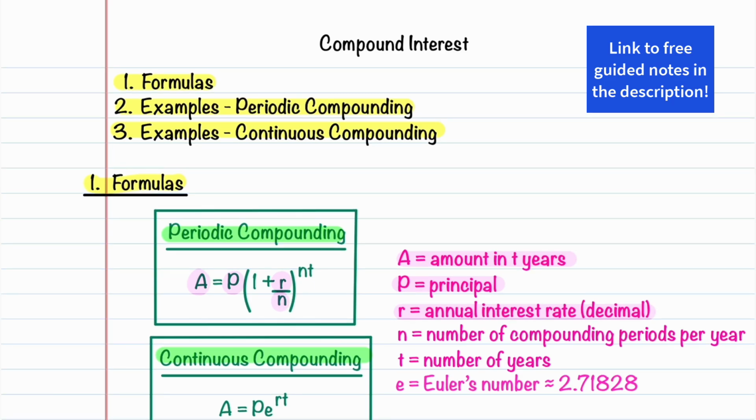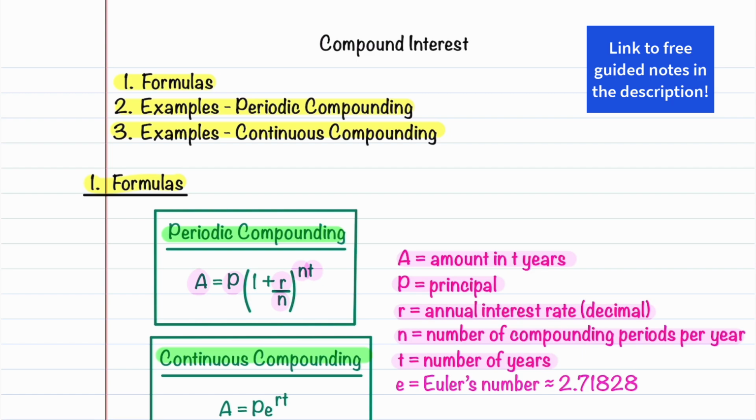N occurs two places in the formula, and it's the number of times interest is compounded per year. For example, it might be compounded annually, quarterly, monthly, or even daily. And the last variable is T, and it's the number of years that your money is invested.